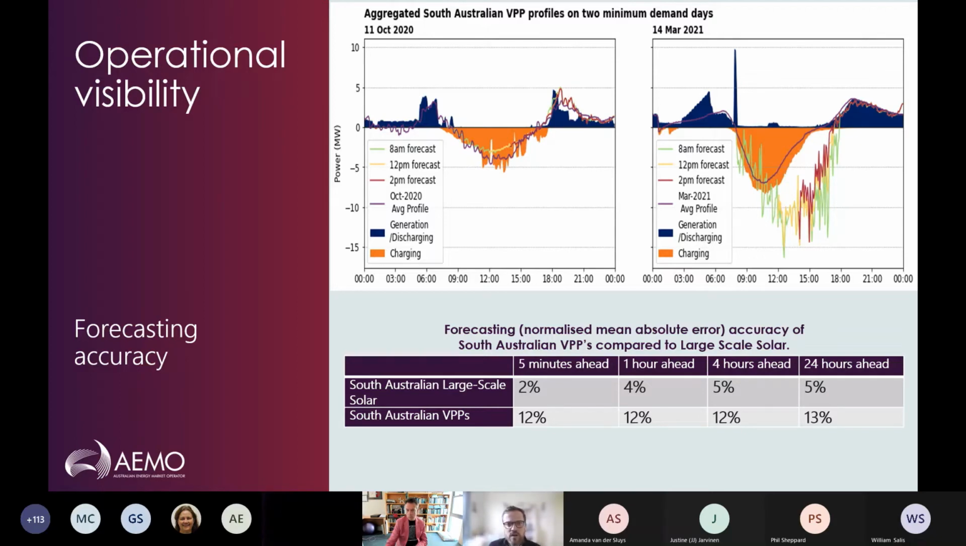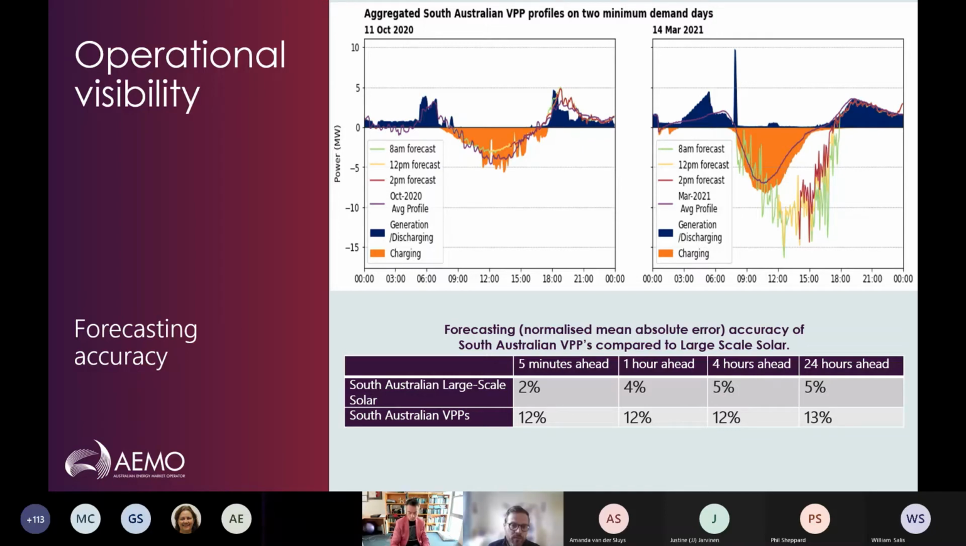Now, on the 14th of March, there was a transmission line outage that required minimum scheduled demand to remain above 400 megawatts in South Australia for system security, and AEMO actually gave that signal to SAPN in South Australia. And the forecasts on this day overestimated the capacity of VPPs to charge in this kind of mid to late afternoon time. You can see that here, in keeping demand above that threshold.